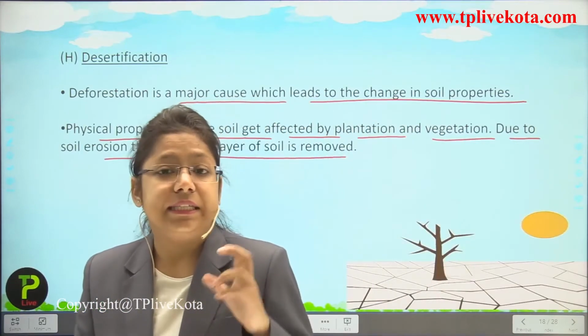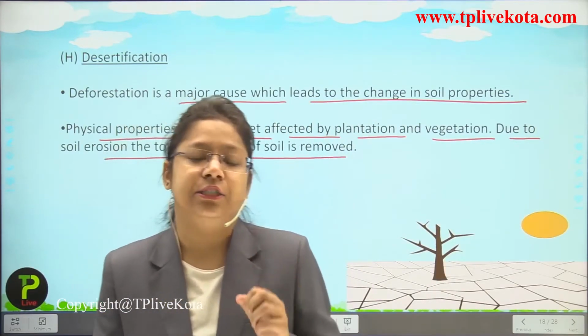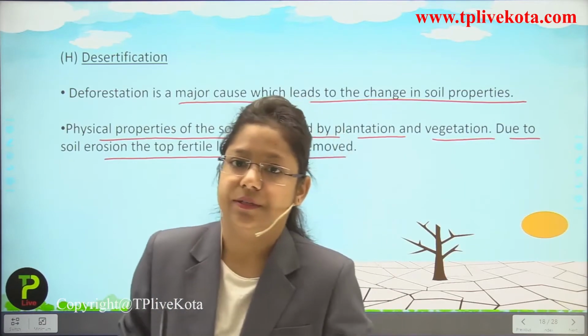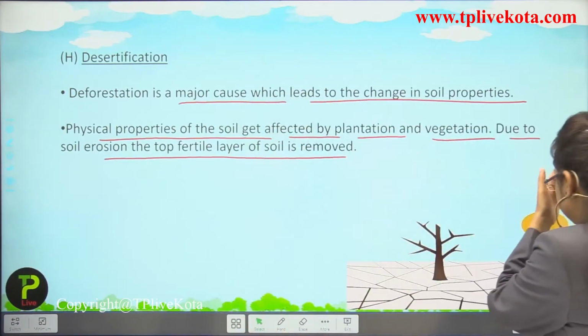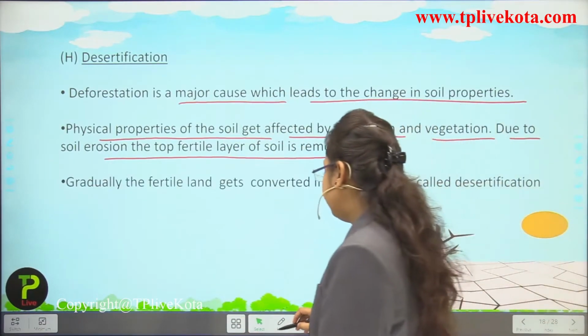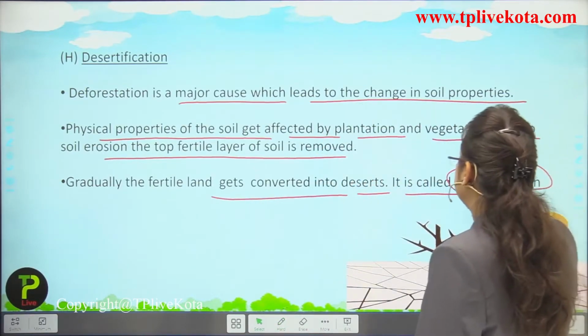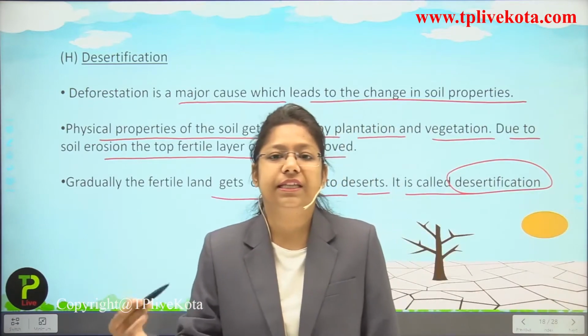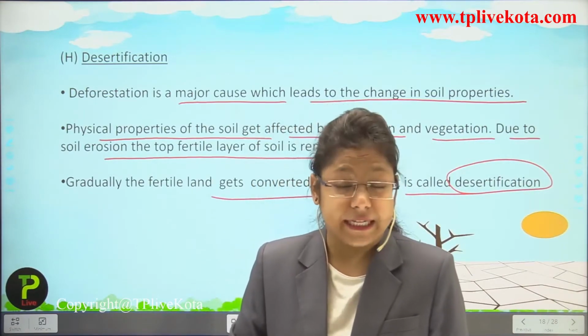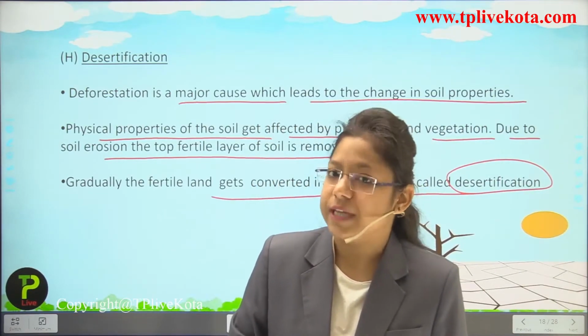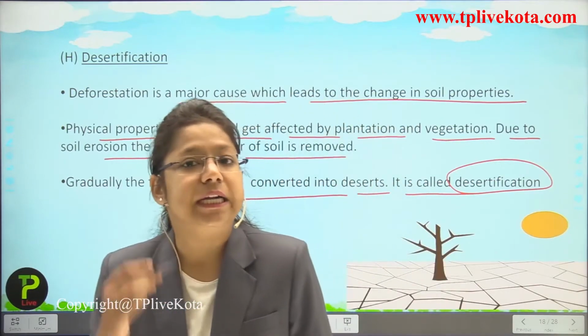Okay, you are cutting down the trees, and you are also destroying the soil level there. The next point is that gradually the fertile land gets converted into deserts. It is called desertification. So now this land is getting converted into desert after a certain interval of time. So this process is known as what?